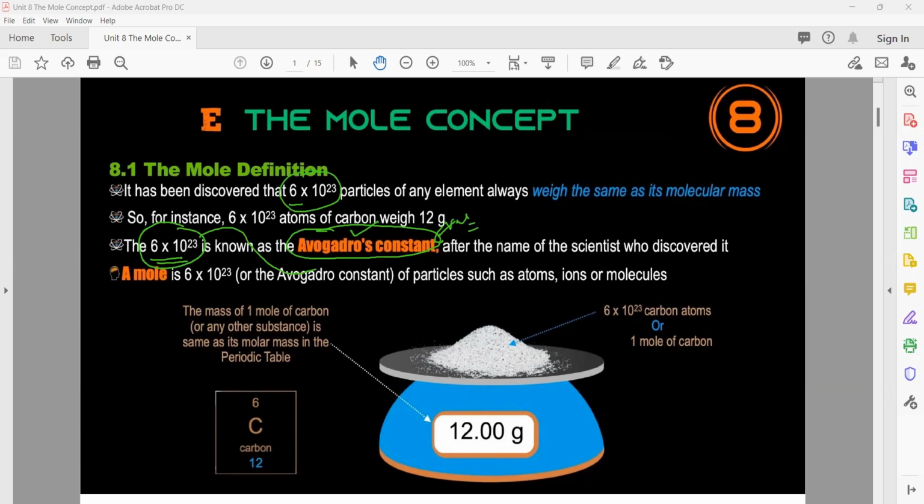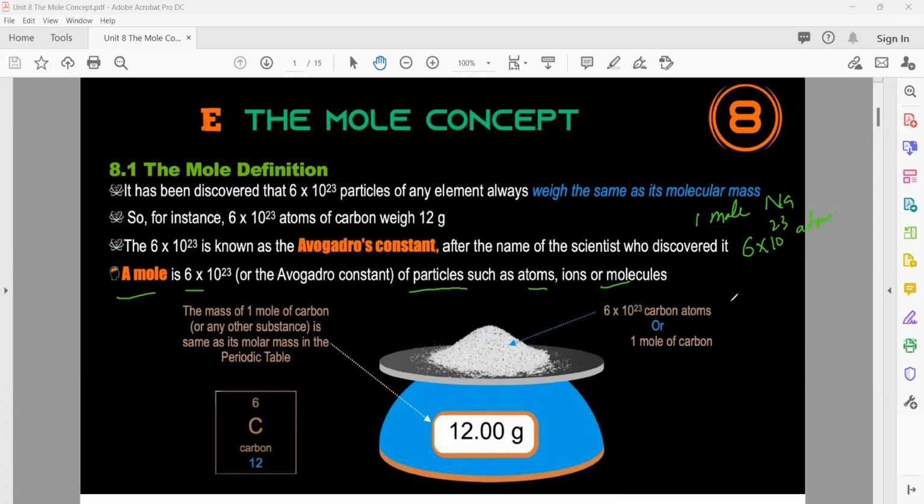So it means that a mole is what? 6 multiplied 10 raised to power 23 of particles, atoms, or ions or molecules. They can be atoms, they can be molecules, they can be ions. For example, if I will say to you that 1 mole of sodium, so how many atoms are there? 6 multiplied 10 raised to power 23 atoms.